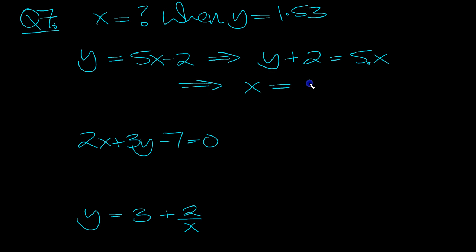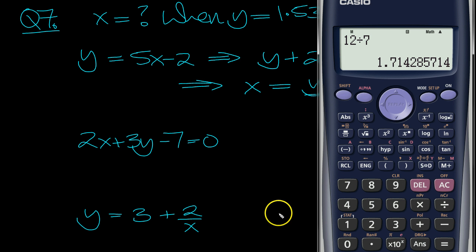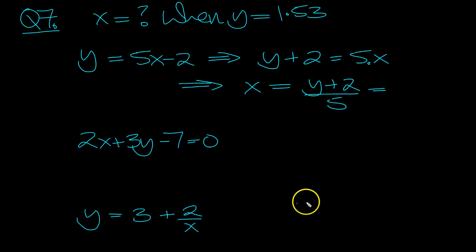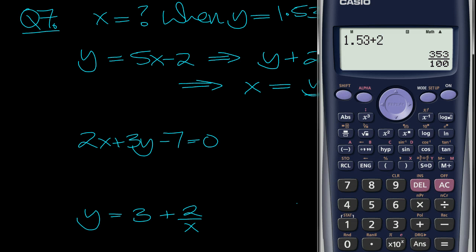Read from right to left. Y plus 2 then. Move this to divide on the other side, over 5. 1.53 plus 2. Now that's what's on top, so I'm going to put an equals and then divide that by 5. So you can do it this way, so 1.53 plus 2 divided by 5 instead of putting a bracket around it. 0.706. So it's 0.71.